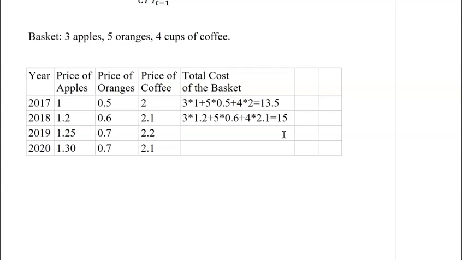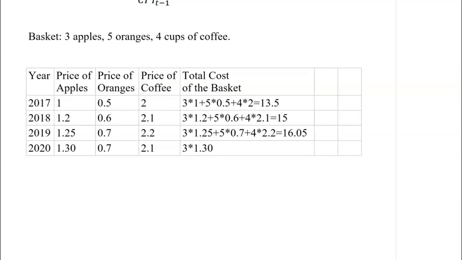Now in 2019, I would spend 3 times 1.25 plus 5 times 0.7 plus 4 times 2.2. And it comes to $16.05. Finally, in 2020, I would spend 3 times 1.30 plus 5 times 0.7 plus 4 times 2.1. So it fell to $15.80. So now that we have the total cost of the basket, we need these.